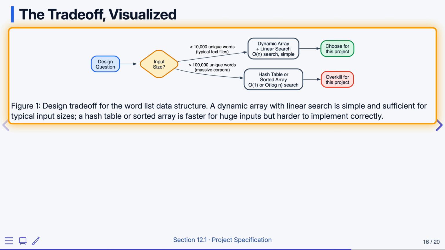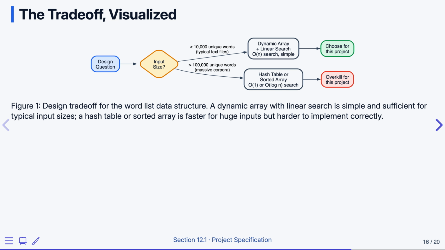If the input were more than 100,000 unique words, a hash table or sorted array with order 1 or log n search would make sense. But for a capstone, that is overkill. The picture makes the rule visible. Match the data structure to the actual input size, not to what sounds impressive.